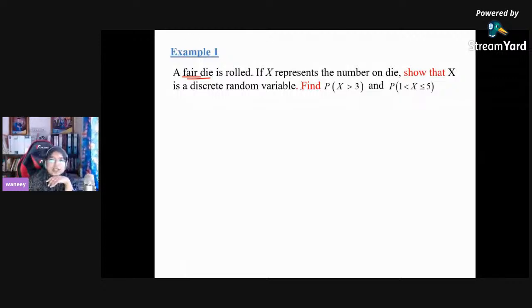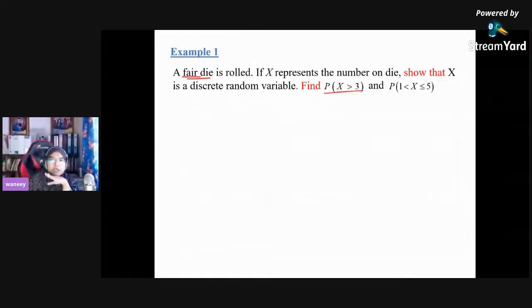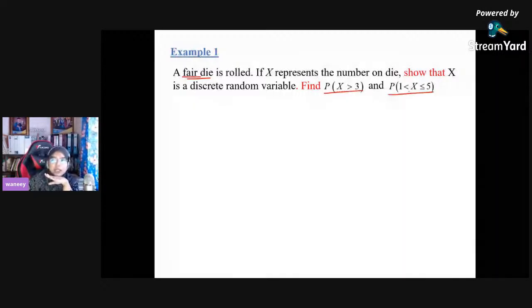Okay, so if x represents the number on the die, show that x is a discrete random variable, and then you have to find the probability of x greater than 3, as well as the probability for x in between 1 and 5 including 5. Okay, so let us draw the table.